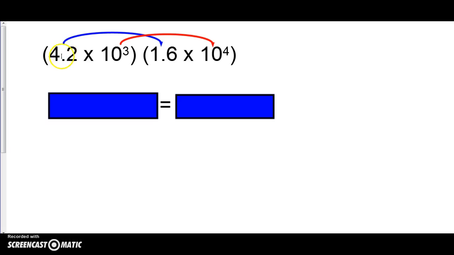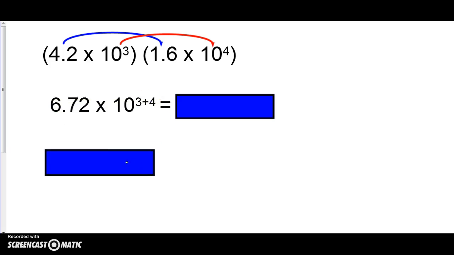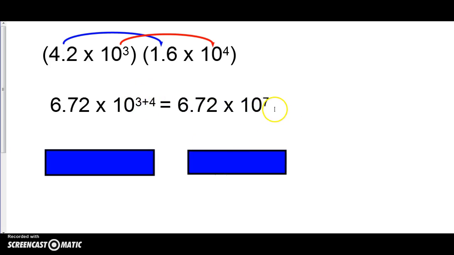So I did on the calculator 4 2/10 times 1 6/10, which gave us 6 72/100 times 10. Then remember from the past, you add the exponents, 3 plus 4, so you'd have 6 72/100 times 10, and your exponent would be to the 7th power. That's your answer, and you would just leave it in that form.